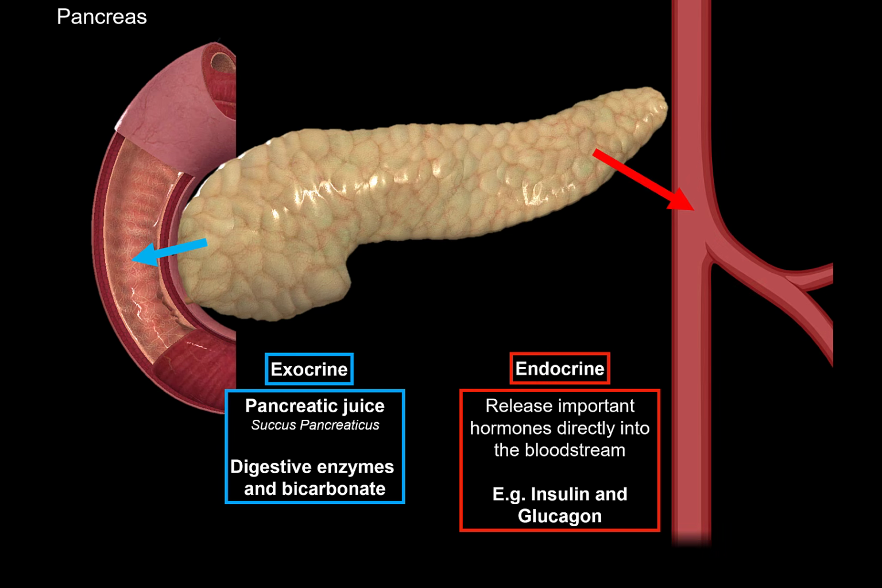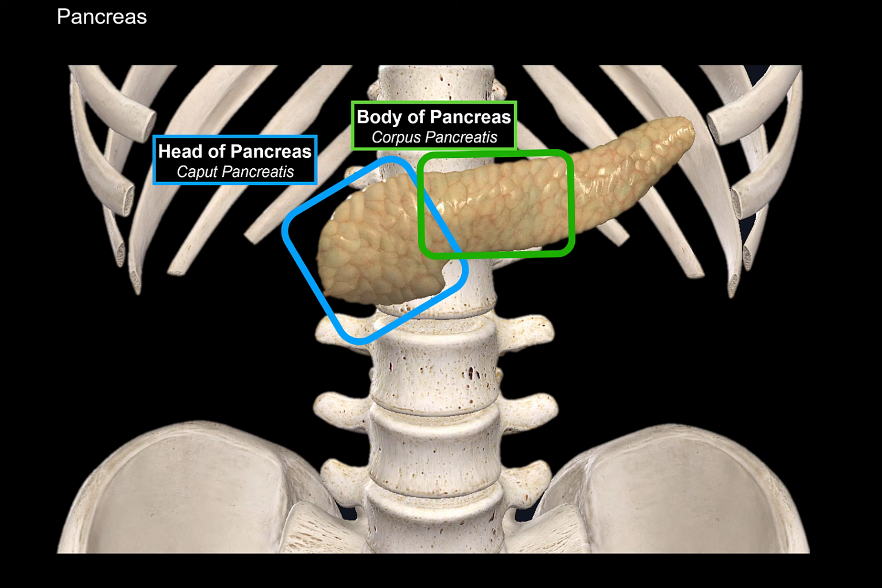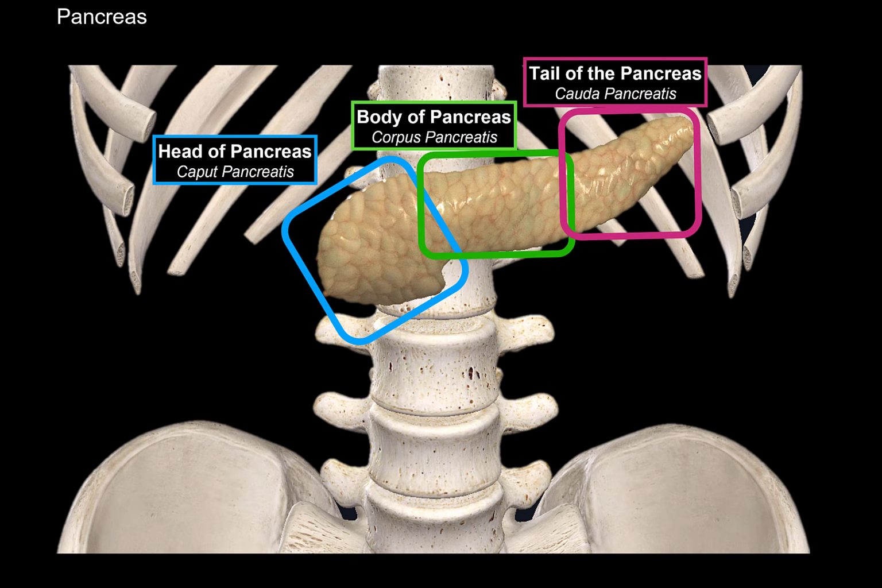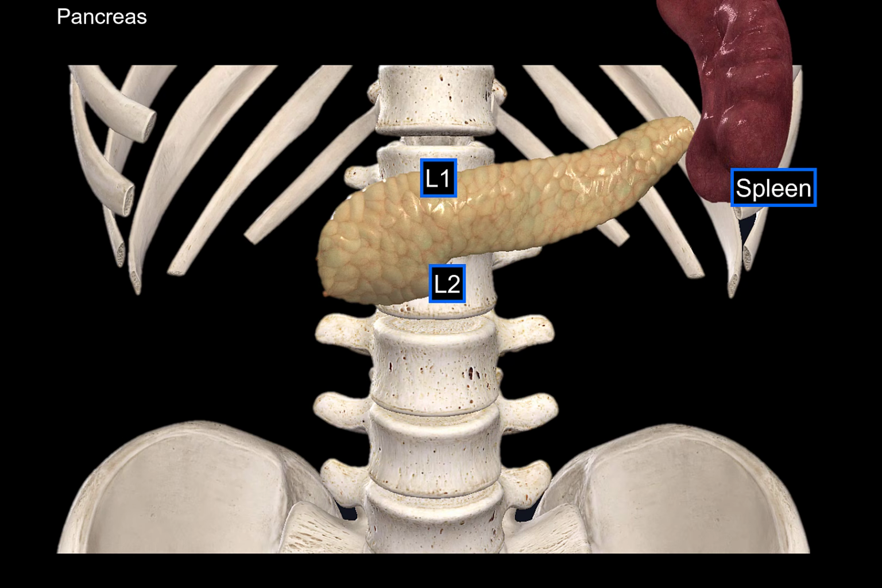But it also has an endocrine function, where it releases important hormones into the bloodstream from cells called the islets of Langerhans. Insulin and glucagon are examples of important hormones released here, regulating the blood sugar. So the pancreas does have an essential function in the body. So the pancreas has three parts. It has a pancreatic head, it has a body, and it has a tail. The lowest point, which is the pancreatic head, lies in front of the second lumbar vertebra, and the highest point is up to the first lumbar vertebra. And at the end, at the tail, you'll find the spleen resting next to it.